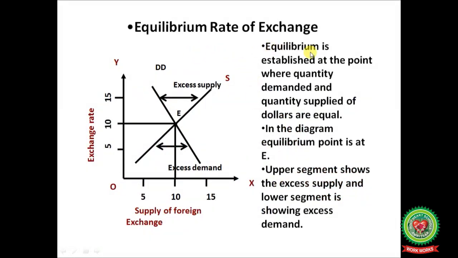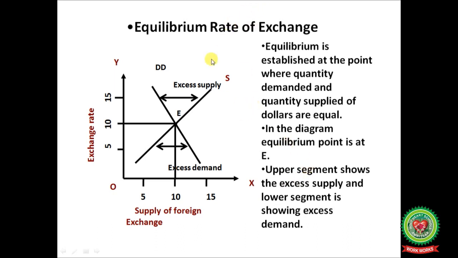Equilibrium rate of exchange. Equilibrium is established at the point where quantity demanded and quantity supplied of dollars are equal. In the diagram, equilibrium point is at E. This is your supply of dollars and this is your demand for dollars, and they both intersect at point E when the exchange rate of dollars was 10 and the supply of dollars was also 10.